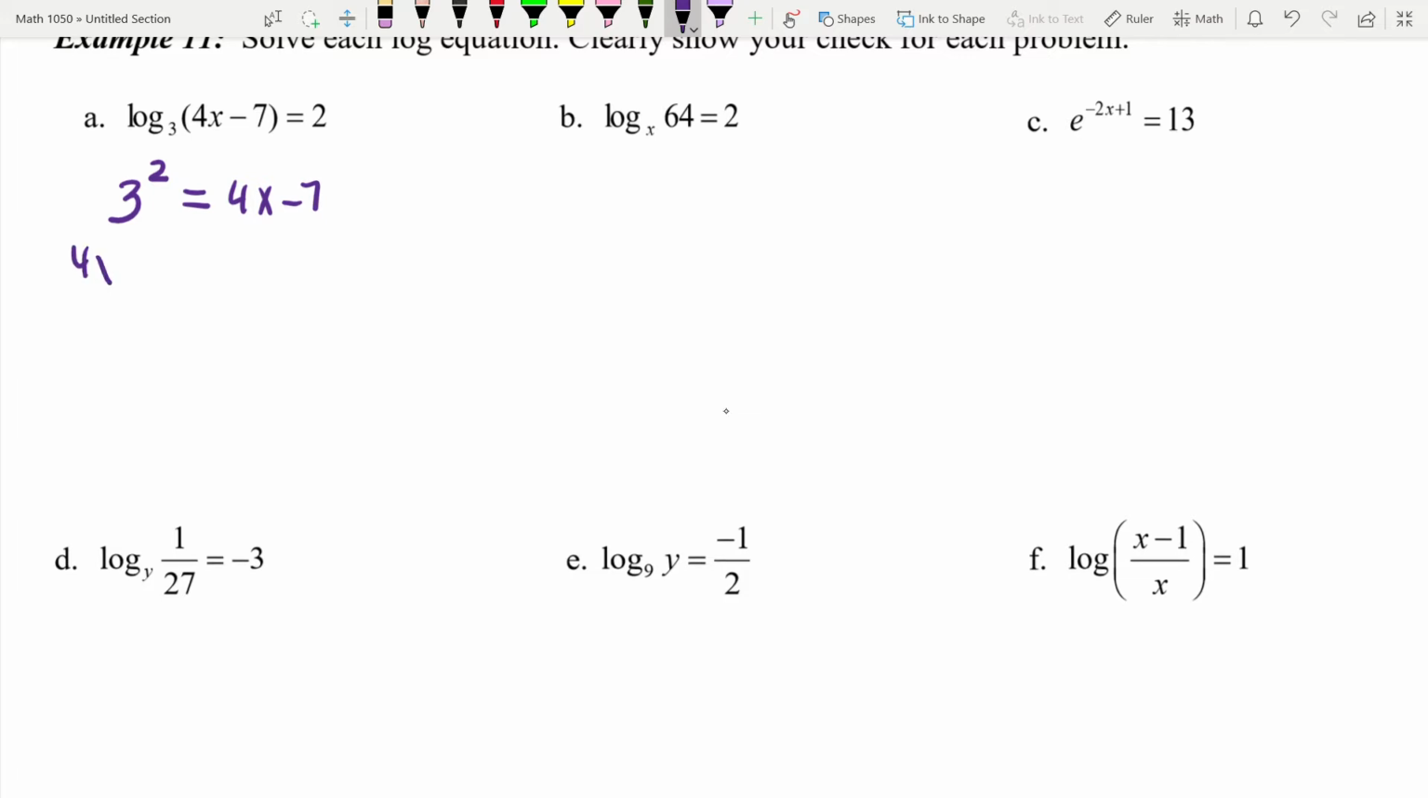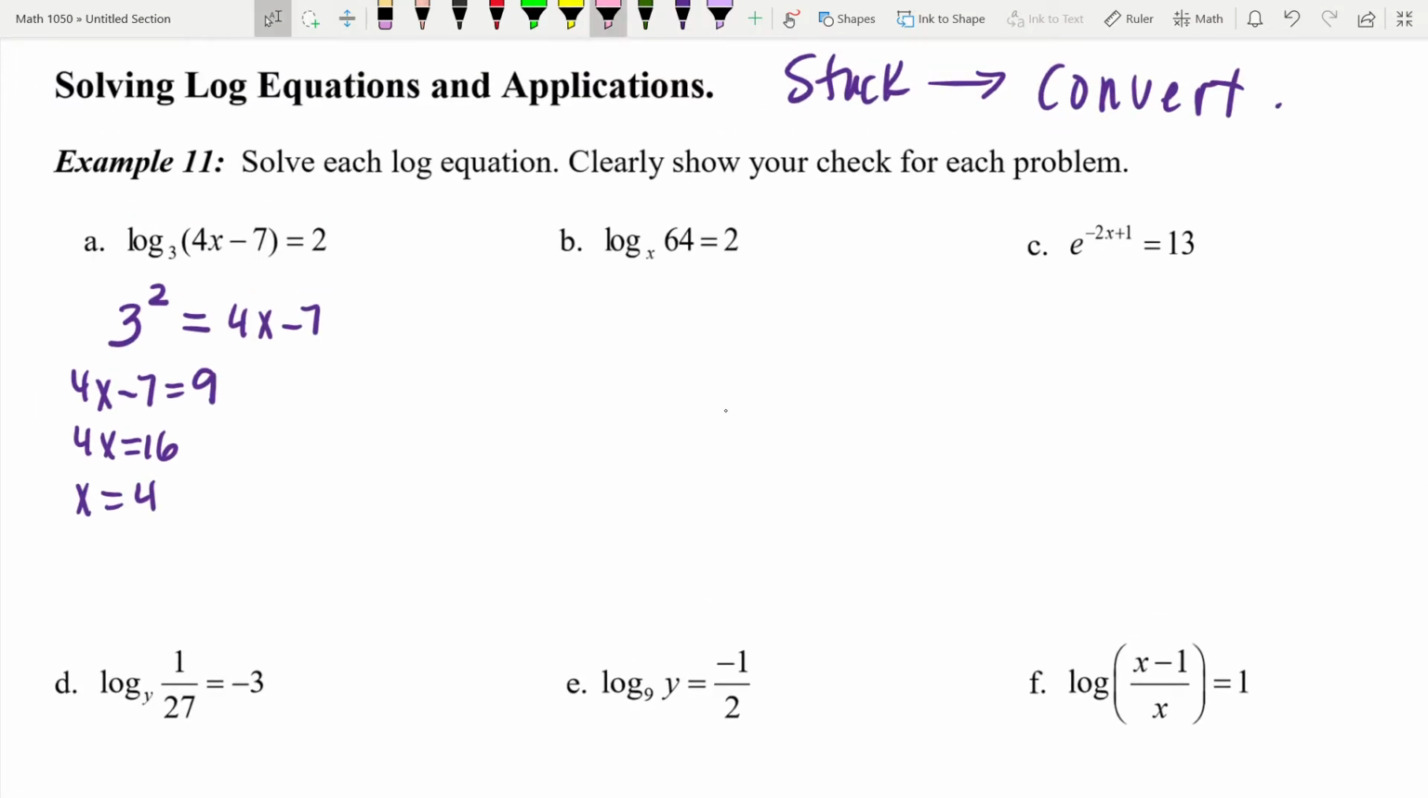Then you have 4x minus 7 is equal to 9. 3 squared is 9. Move your 7 over. 4x equals 16. Divided by 4, x equals 4. Okay, we're not done. Look right here. You must check your answer. Okay, if it's given in log, you must check your answer.